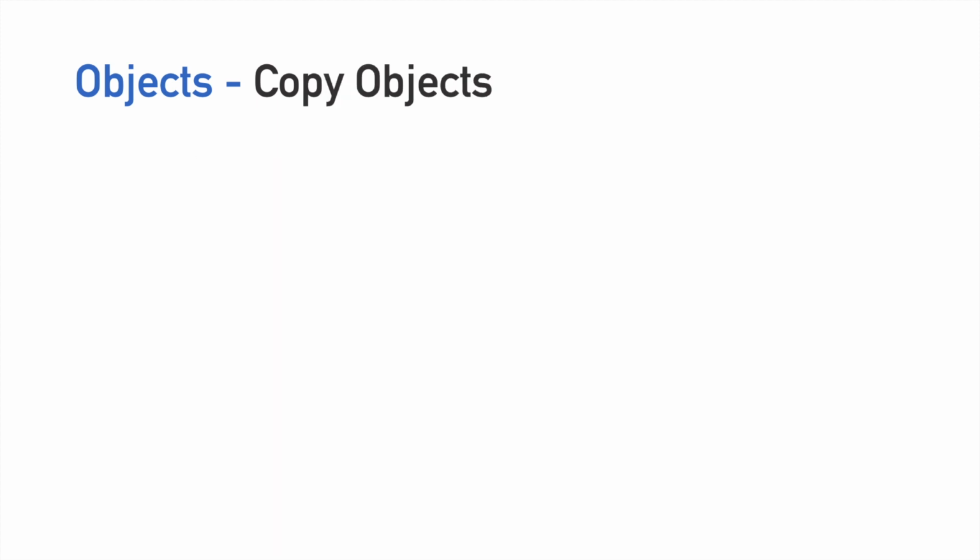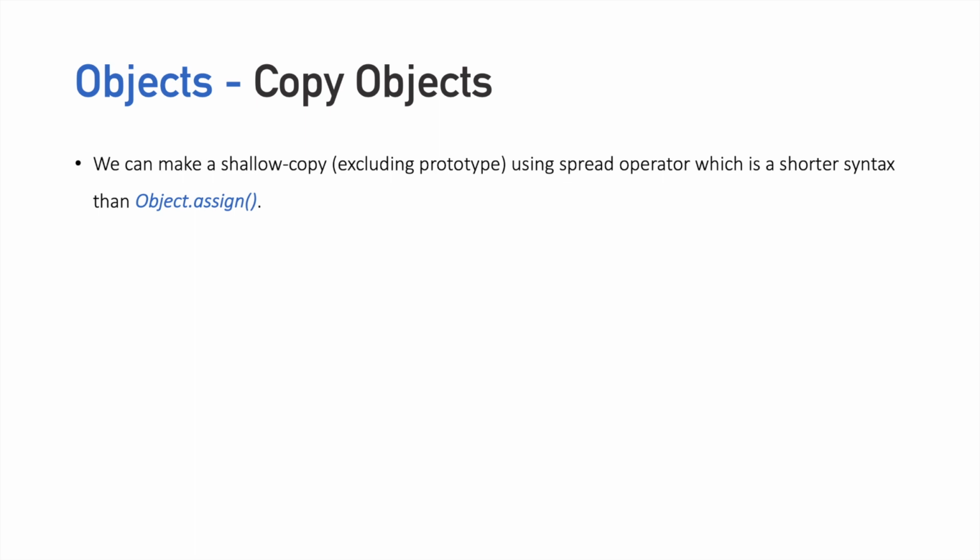Now let's see how we can make a copy of objects while using the spread operator. While working with objects, we can make a shallow copy, that is, excluding the prototype of the object, using the spread operator, which is a shorter syntax than Object.assign, which is also used to copy objects. So let's take an example to see how we will do this.